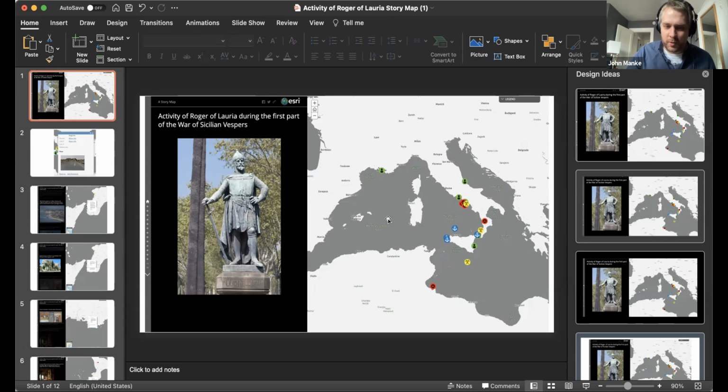And as you can see, we have all of these points, and these points are generated by building a data set in Microsoft Excel or some other sort of spreadsheet program. Excel, I think, is the most user-friendly.